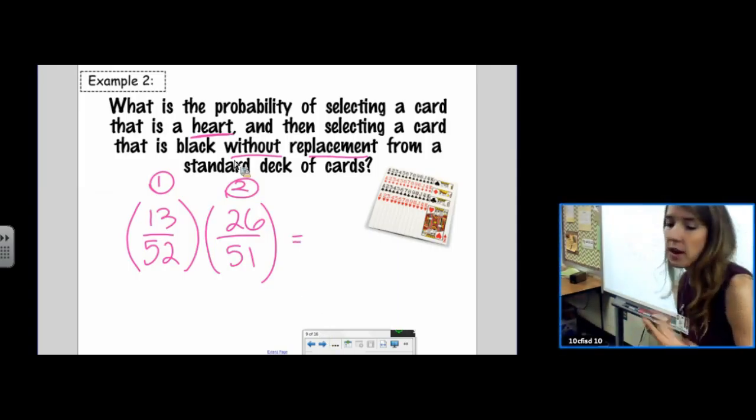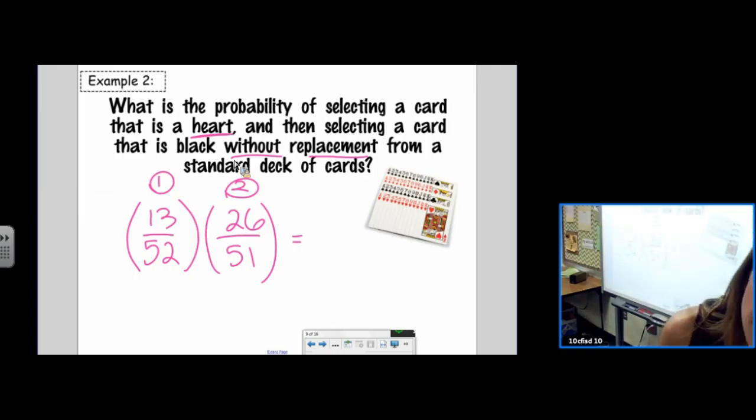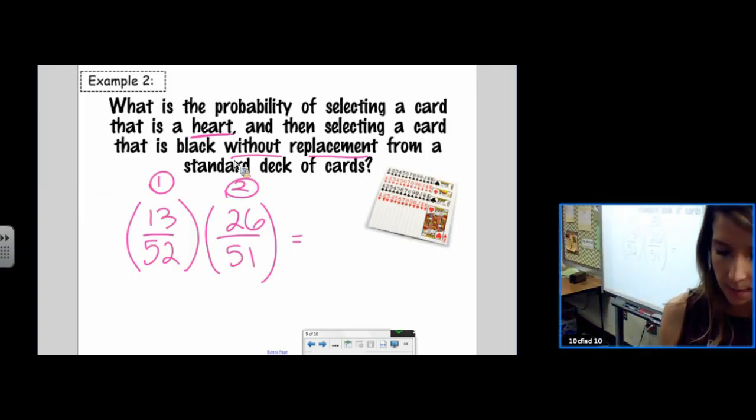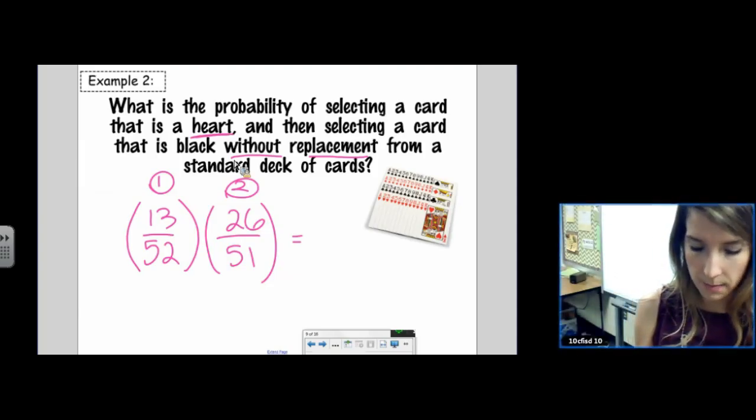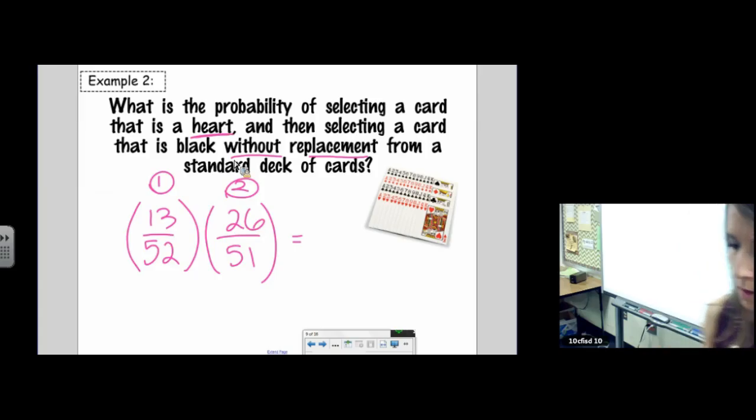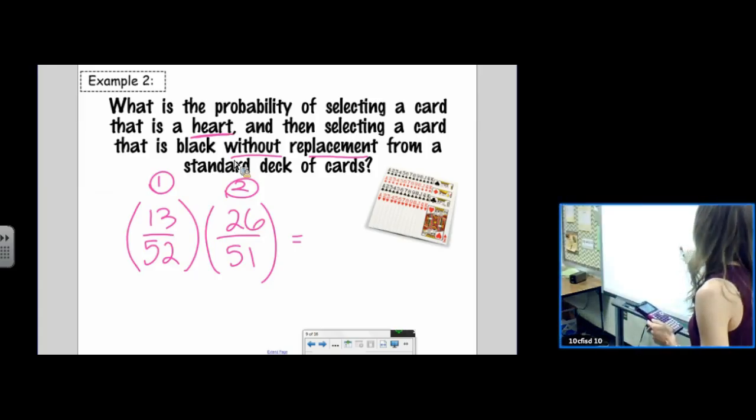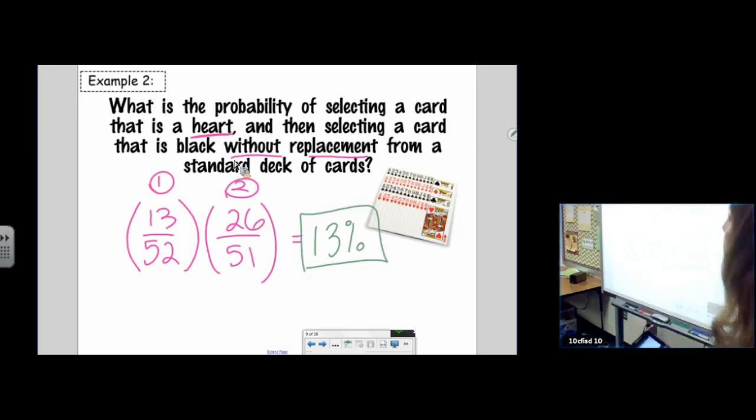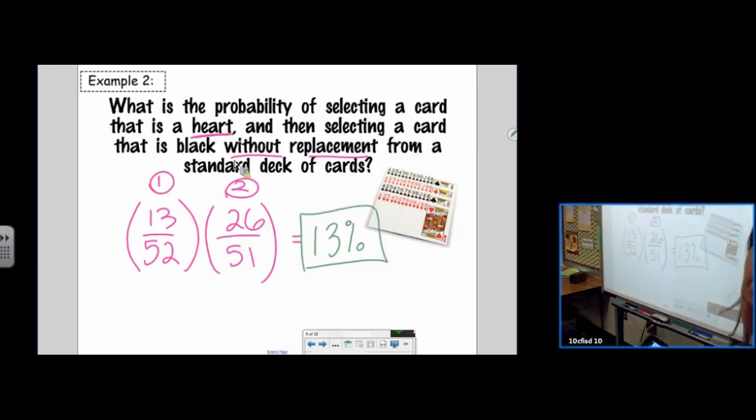A lot of times we put our answers as fractions. Let's go crazy and put this one as a percent. So we're going to multiply 13 divided by 52 times 26 divided by 51. 12.7%. I will round it to a whole number. You have a 13% chance of getting a heart and then a black card.